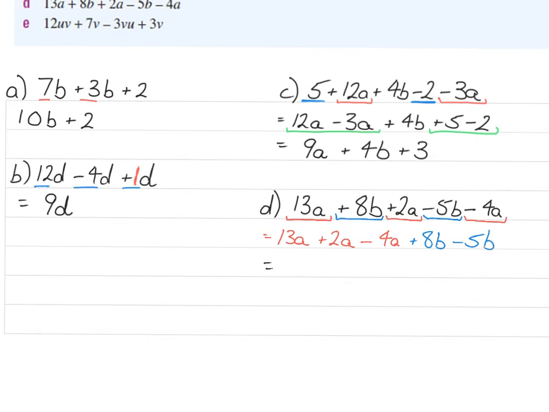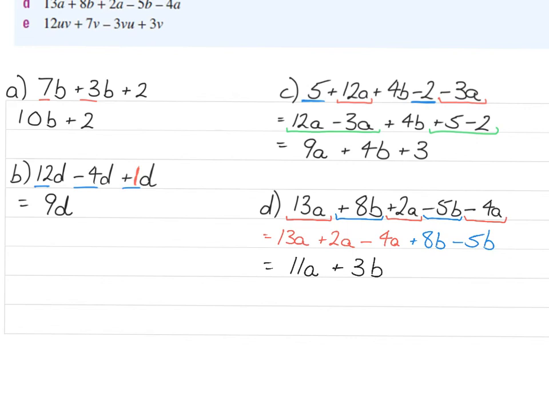So when I combine the red, I've got 13 times a plus 2 times a is going to give me 15a. Minus 4a is going to be 11a. So 13 plus 2, take away 4. And then I've got plus 8b minus 5b. So 8b, take away 5b will give me plus 3b. And that's as simplified as that can get because I've no longer got any like terms.